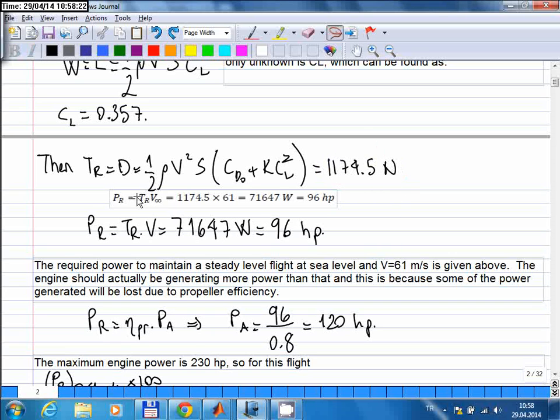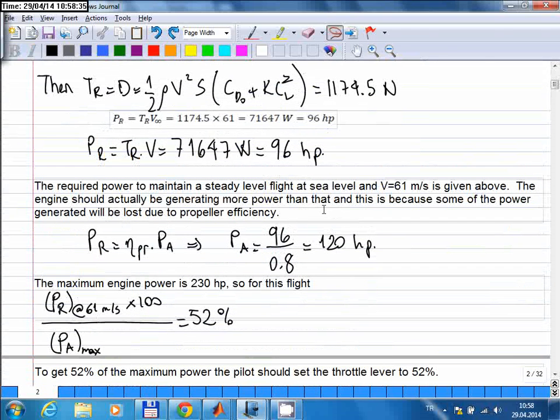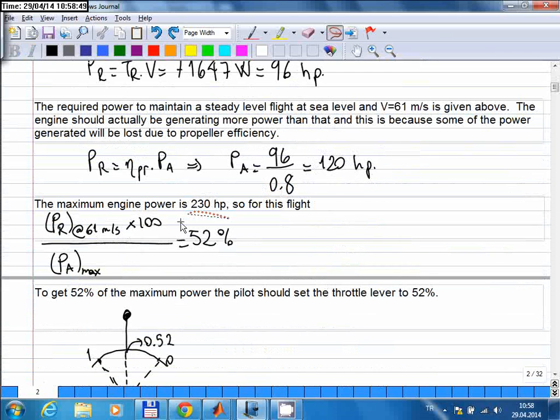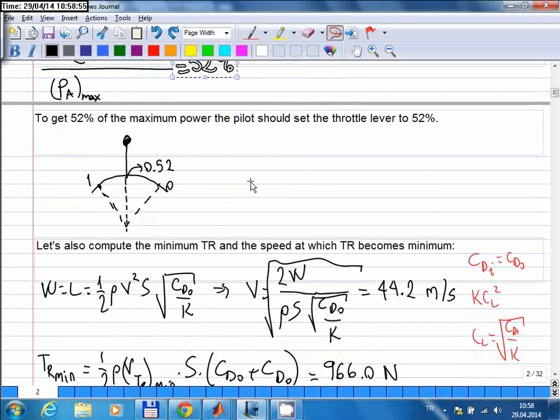If you find the power at that 61 meter per second speed and convert that to horsepower, it turns out that the aircraft needs 96 horsepower. And if you take propeller efficiency into account, for this much power to be transmitted to flight, the engine should actually be producing this much power. Okay, 120 horsepower at sea level. And this corresponds to 52% of the total engine power, the maximum engine power. So we conclude that the engine should be operating at 52% of its maximum power for this flight to take place.